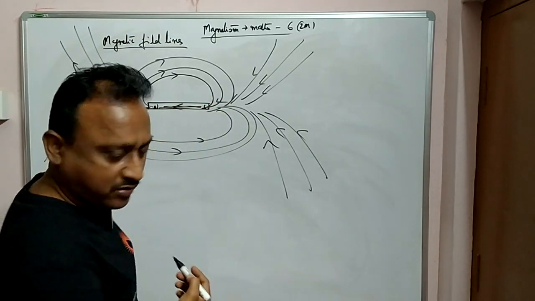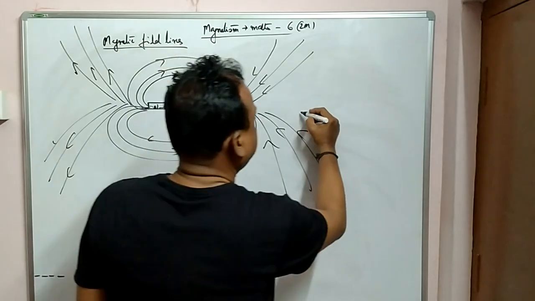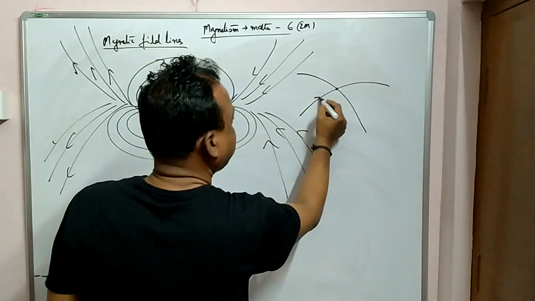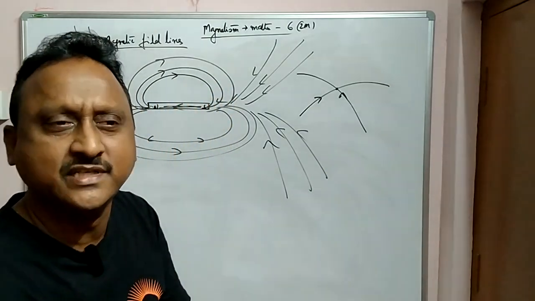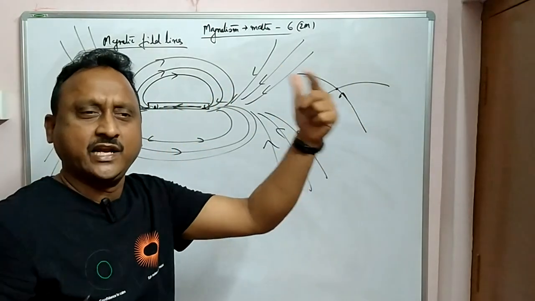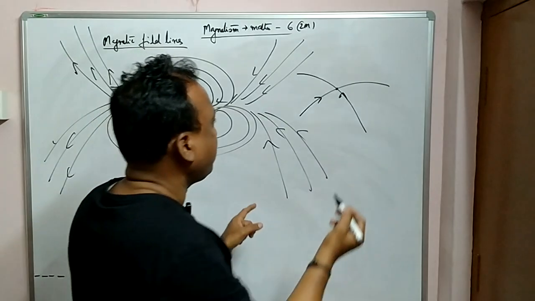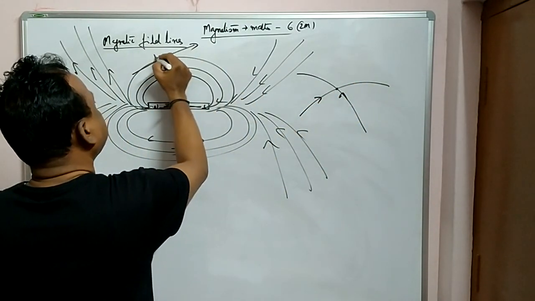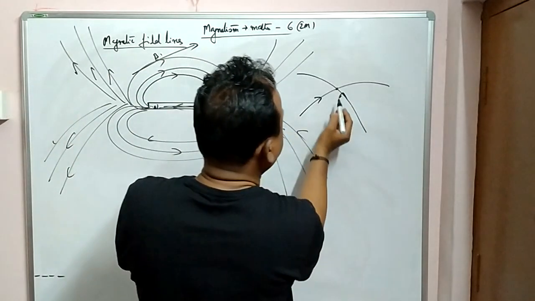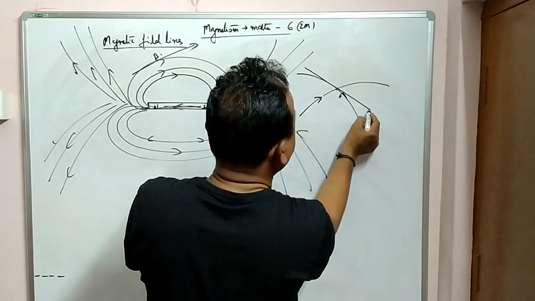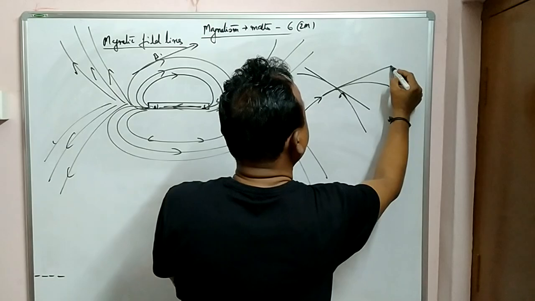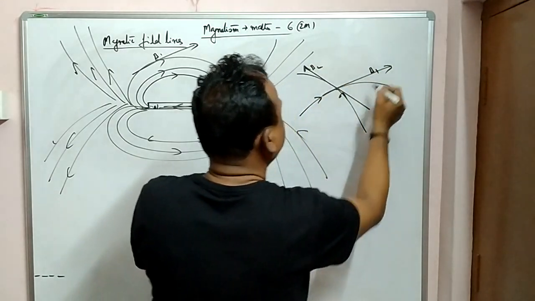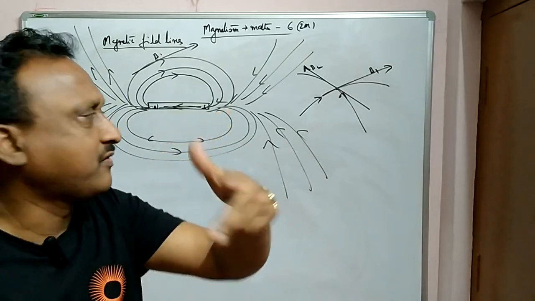And please make a note: no two magnetic lines, any two lines, could meet. These are the properties, just like in electrostatics. If you draw a tangent at any point, you will get the magnetic field direction. You can draw B1, B2. If you draw a tangent at any point, you will get the direction of the magnetic field.